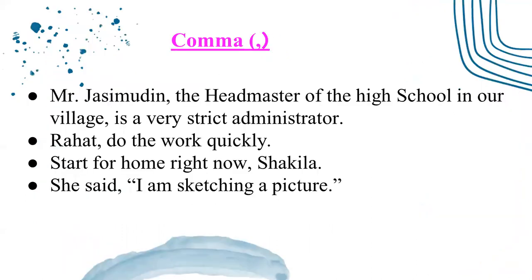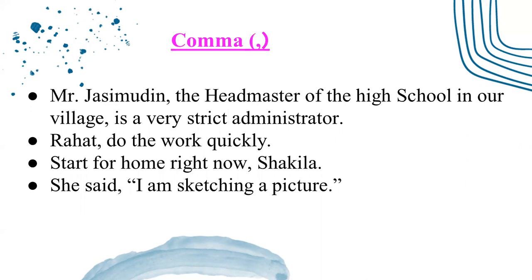Okay. Next, come to comma. The first sentence, have a look here. Mr. Jasimuddin, the headmaster of the high school in our village, is a very strict administrator. Okay. Next, Rahat, do the work quickly. Rahat has been addressed here to do the work quickly. Next, start for home right now, Shakila. Shakila has been addressed here to start for home right now. So Shakila is an addressing word here.